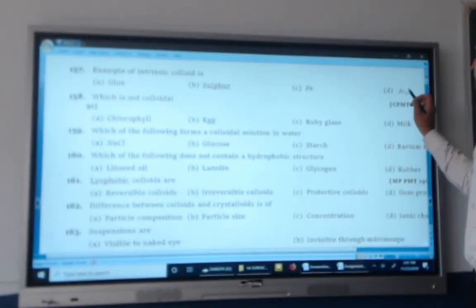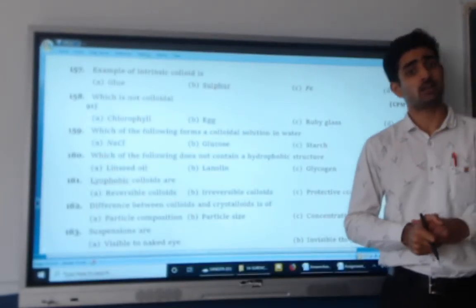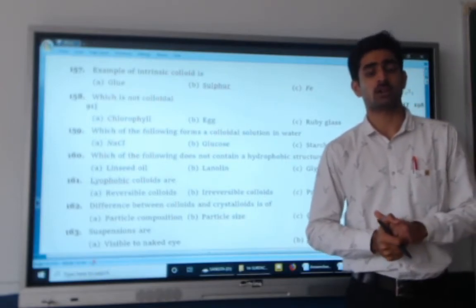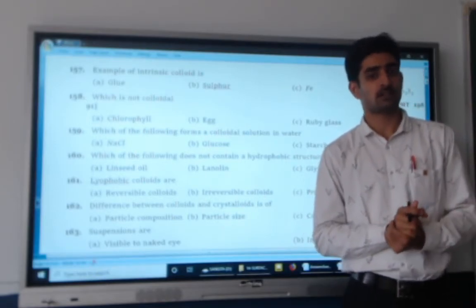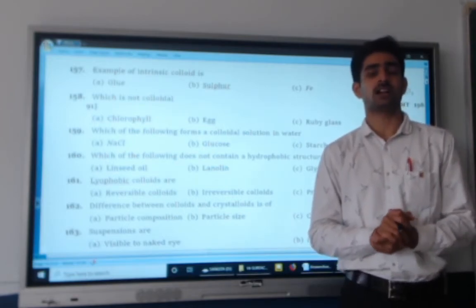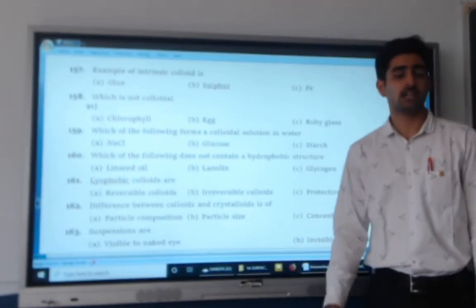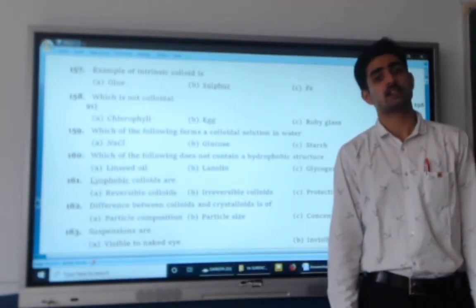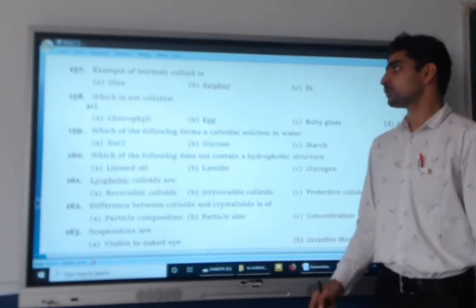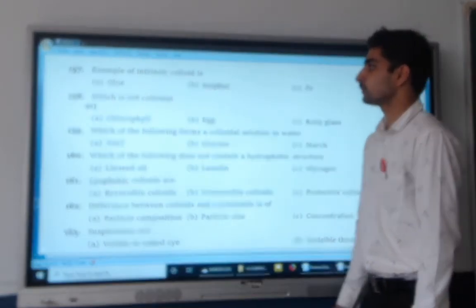So the option is arsenic because they are good lyophilic and lyophobic colloids. They come under protective colloids, whatever the colloidal list is there. And they follow the Hardy-Schulze rule, and they have a good flocculating value. So for that reason, they are the best example for intrinsic colloids.